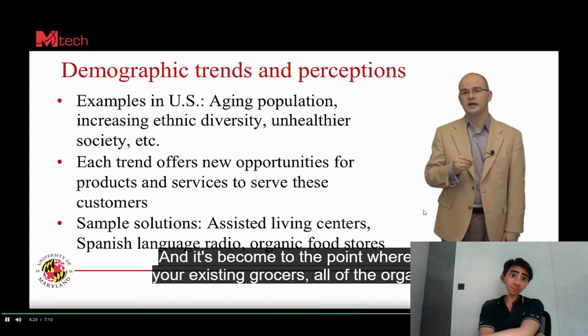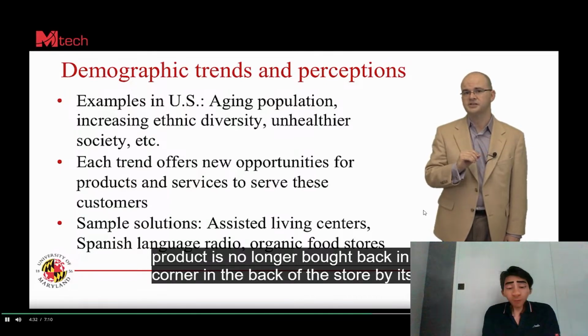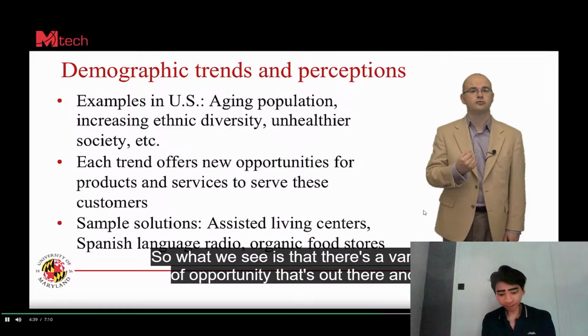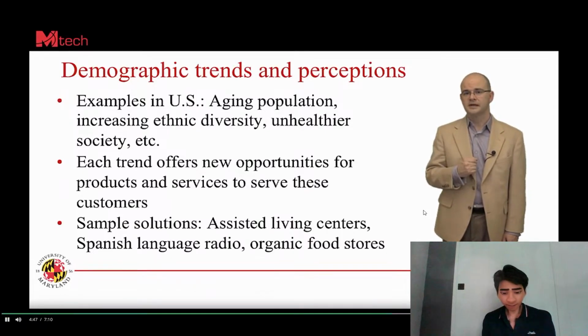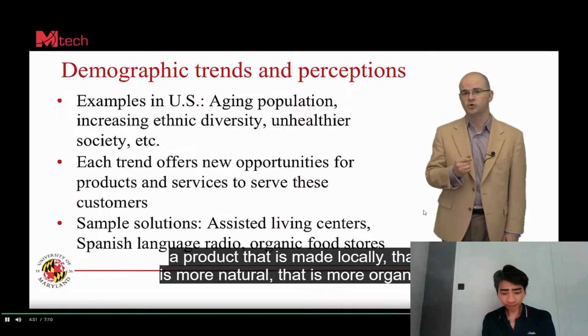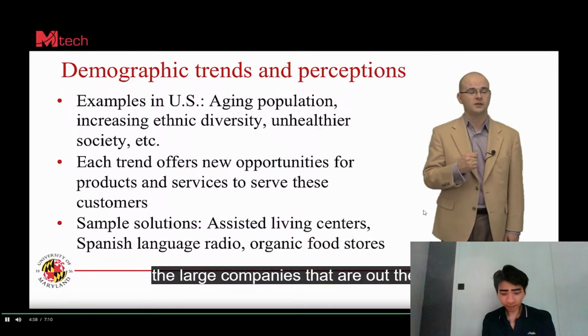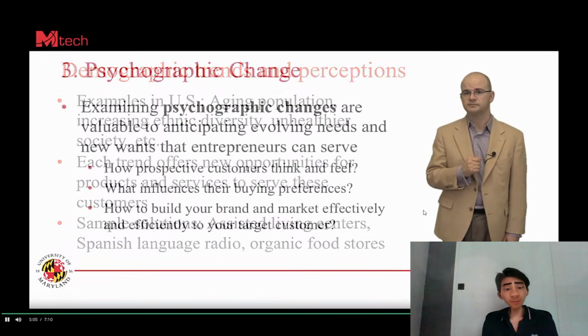And it's become to the point where in your existing grocers, all of the organic product is no longer bought back in the corner in the back of the store by itself. It's being pulled forward, and it's being put alongside its non-organic elements too. So what we see is that there's a variety of opportunity that's out there, and we're even seeing a lot of students on campus develop food-based ventures. In that context, again, they're looking for a product that is made locally, that is more natural, that is more organic, and in that context, it's a unique advantage against the large grocers and the large companies that are out there. So demographic trends, perceptions present immense opportunities for entrepreneurs.